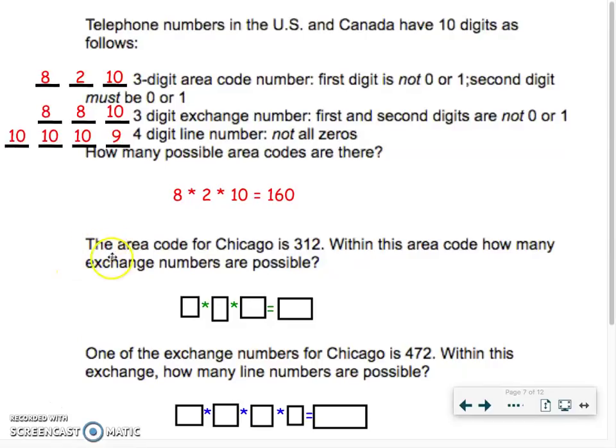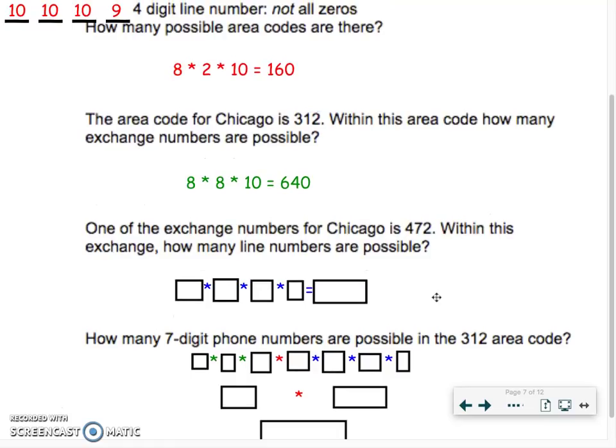Then the next one says the area code for Chicago is 312. Within this area code, how many exchange numbers are possible? Exchange numbers are the second line here. So to find our number of exchange numbers, we do 8 times 8 times 10 for a grand total of 640.